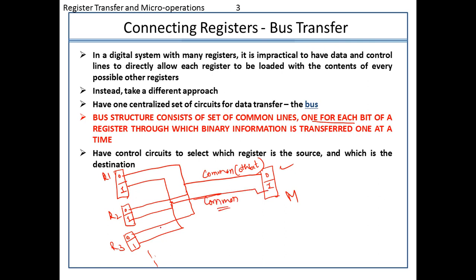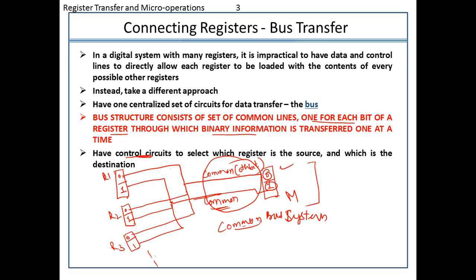So ultimately, what is happening here is I am trying to reduce the complexity by simplifying the structure. So this is exactly the idea of a common bus system. This is what we call a common bus. Bus is common for what? Common for the bits. Okay, so this is the point that we need to understand, where it is common. It is common for each bit position of the register through which the binary information we are transferring to another register. So how are we able to do this?